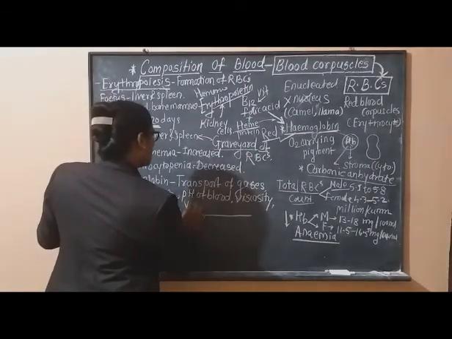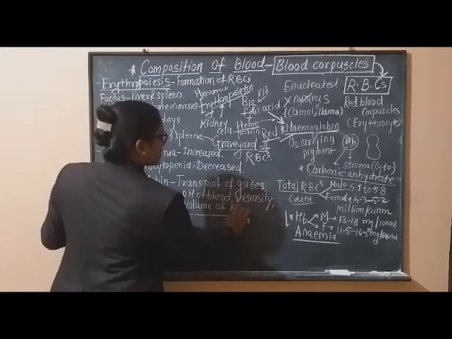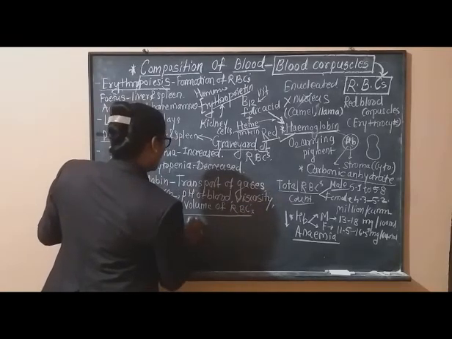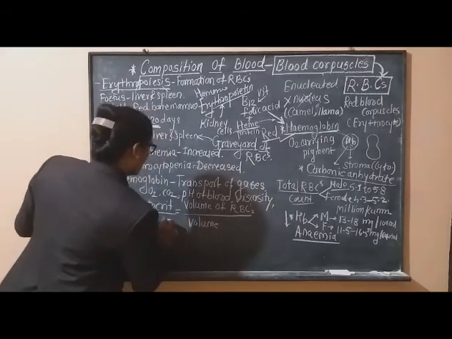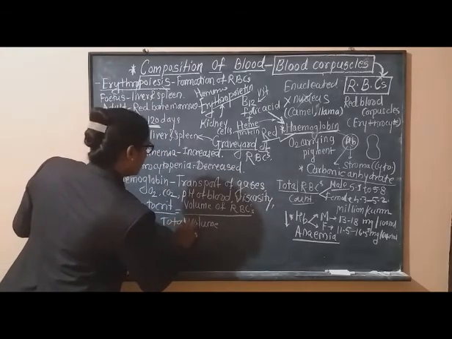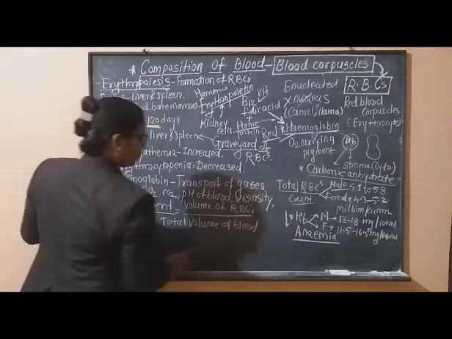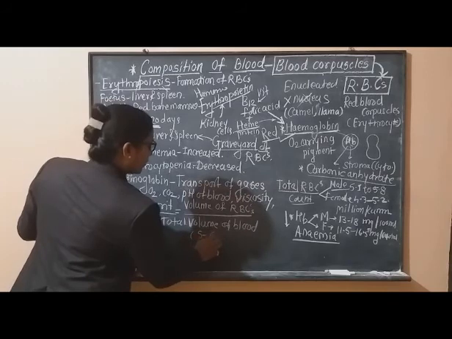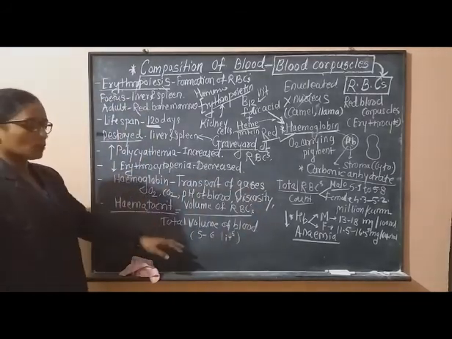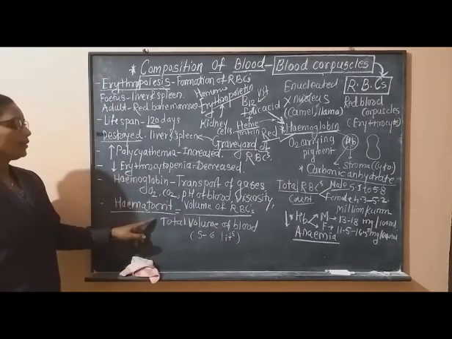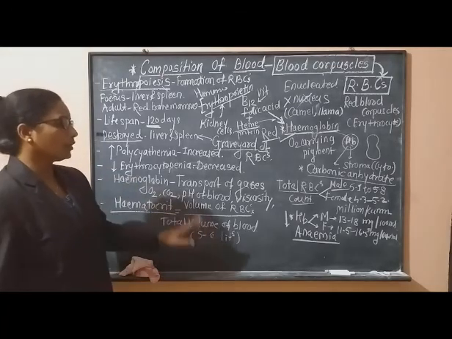Ratio of what? It is the ratio of the volume of RBCs to the total volume of blood. Okay, how much volume of blood? Nearly 5 to 6 liters of blood is present in case of an adult. Hematocrit gives the ratio of the volume of RBCs to the total volume of the blood.